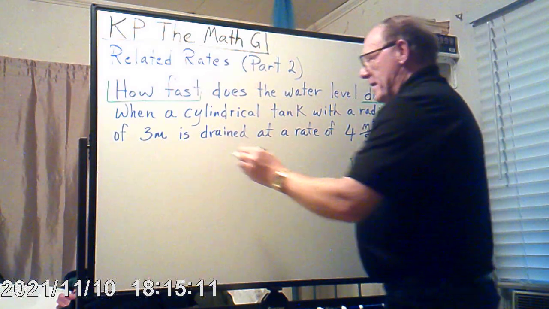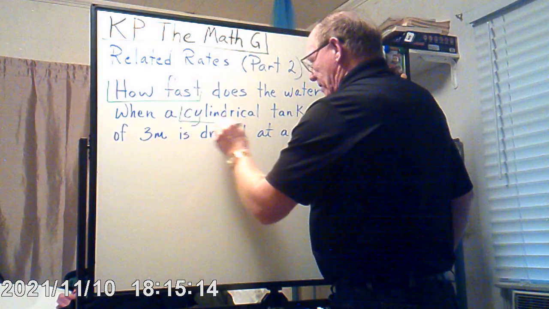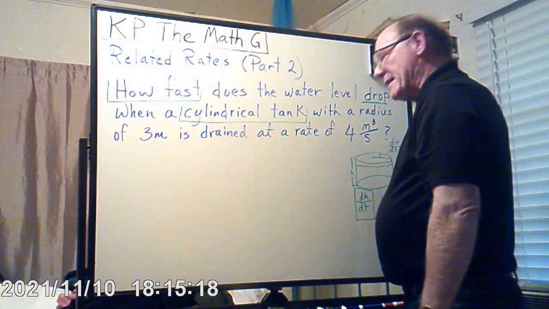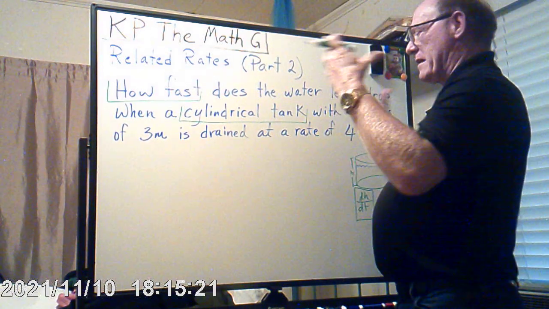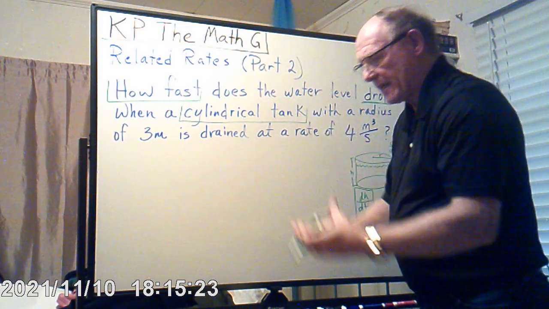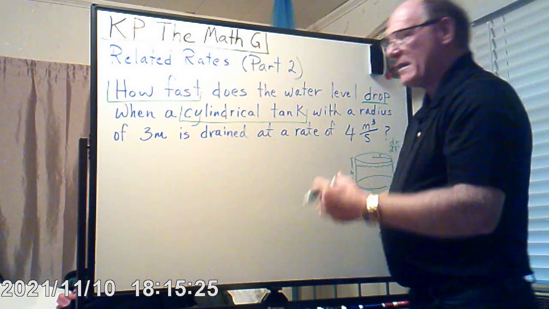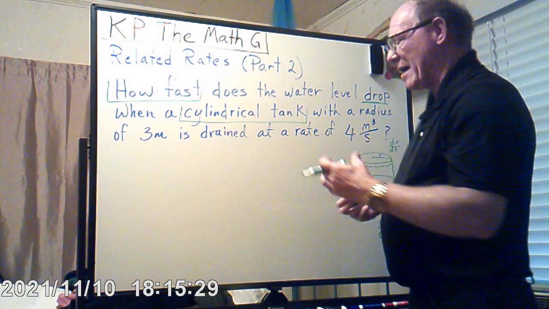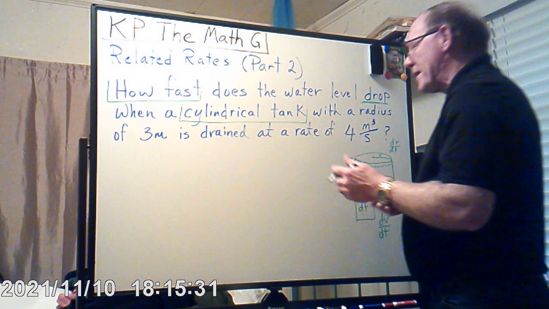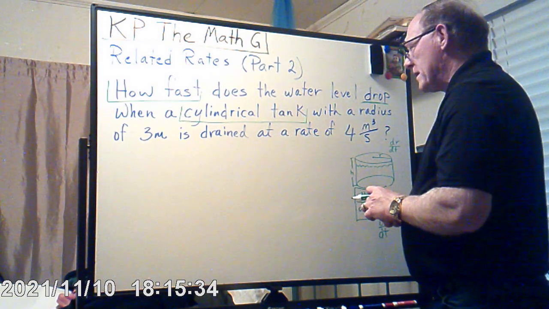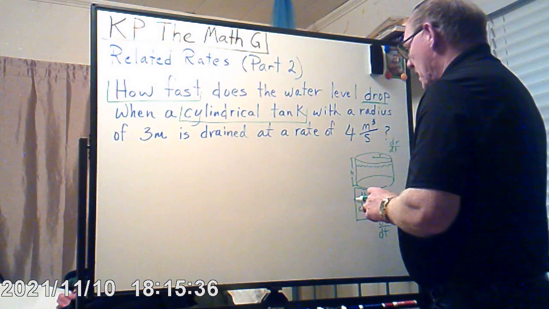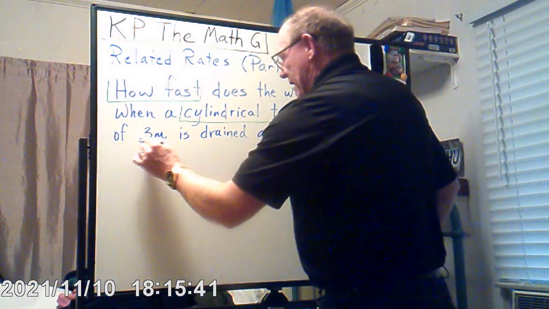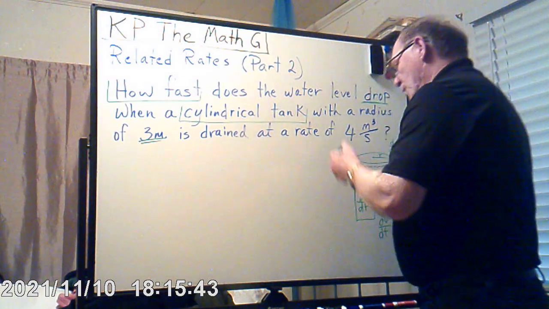Okay, we have to pay attention. It is a right circular cylinder. We need to look at that. Is it a cylinder? Is it a conic, or actually a cone? Is it something else? We have to always look at that and pay close attention to the object here. It has a radius of 3 meters. So this is what we're fixing to do.